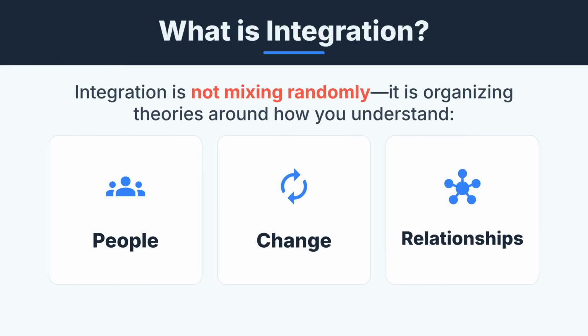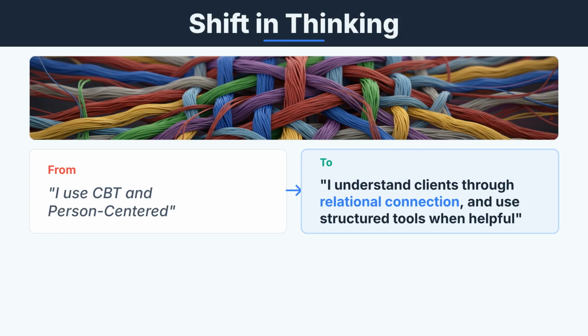Integration is not mixing randomly. It's organizing theories around how you understand core clinical concepts. This includes how you see people, how you believe change happens, and the role of relationships in therapy. Instead of saying, "I use CBT and person-centered therapy," aim for an integrated statement. For example, "I understand clients through relational connection and use structured tools when helpful."